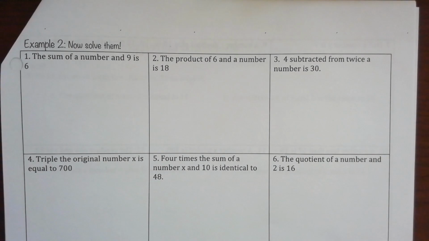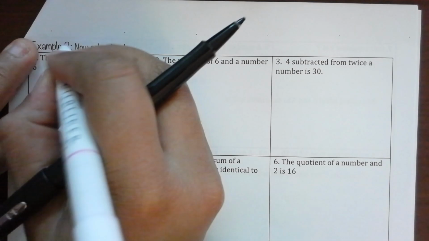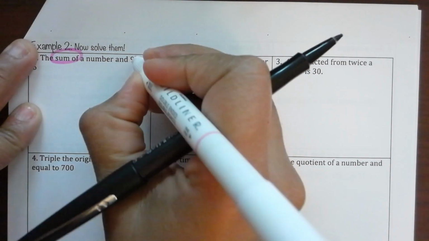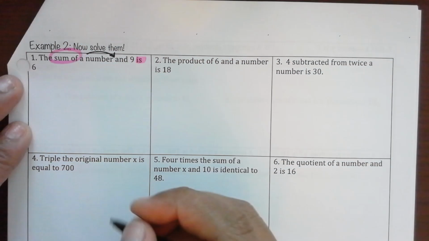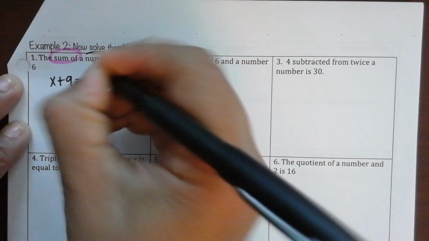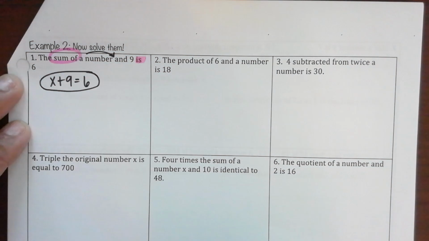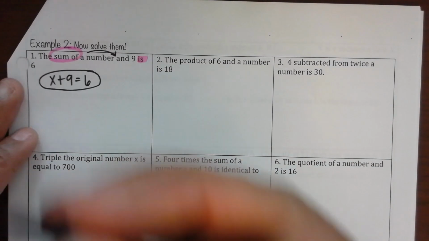Example number 2. Now they want us to translate and solve them. Okay? So, looking at number 1, it says the sum of a number and 9 is 6. The sum of a number and 9 is 6. So, what is the operational phrase here? Sum of and is. When there's an of, you need to look for an and. So, how would I write this? So that's the original equation. That's half of your answer. Now we have to solve that. So how do I solve it?